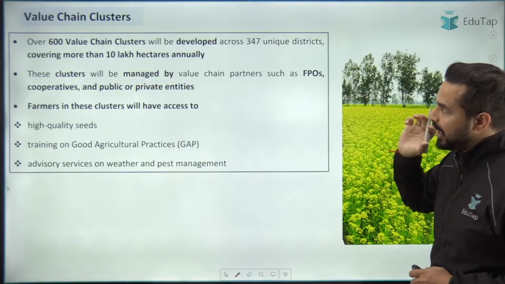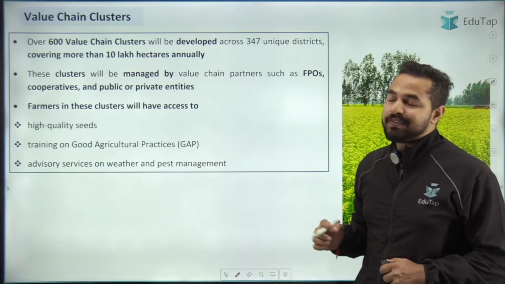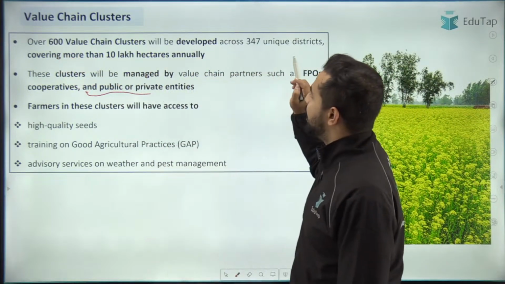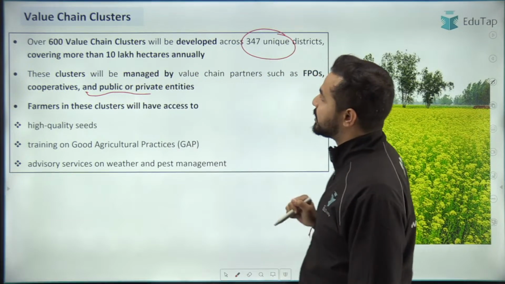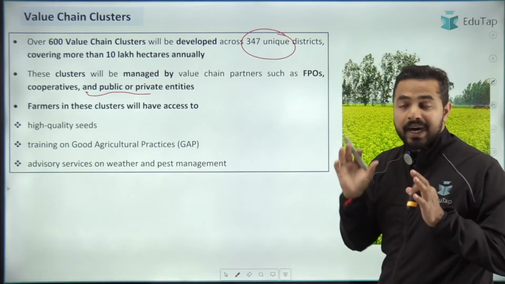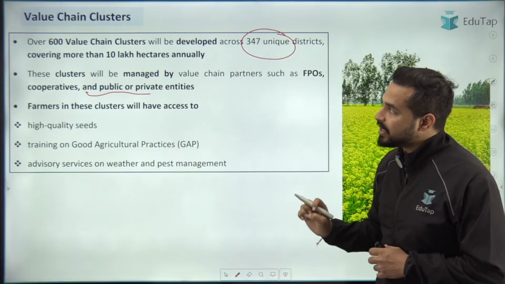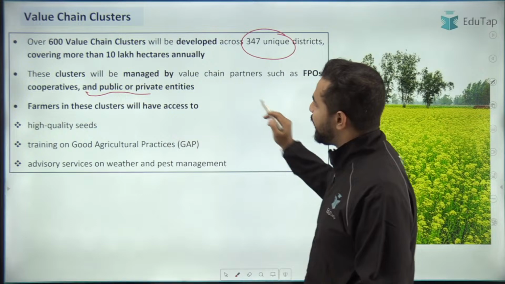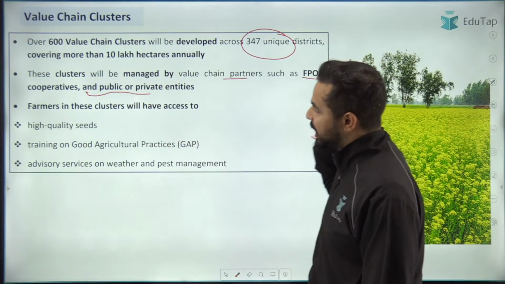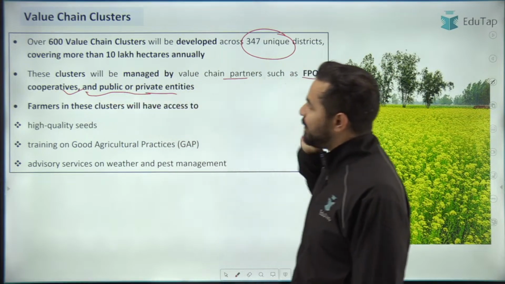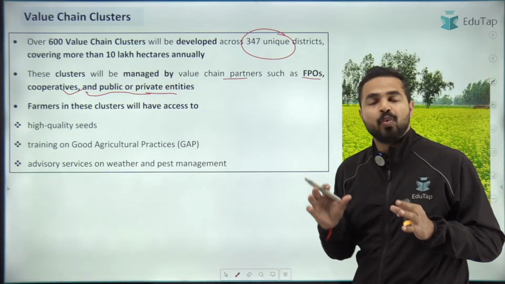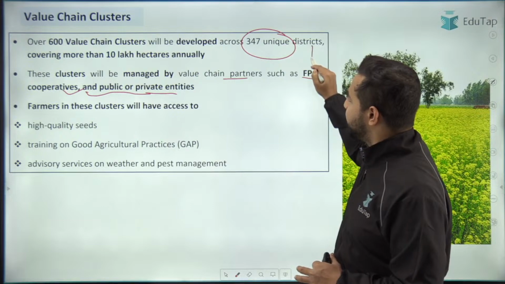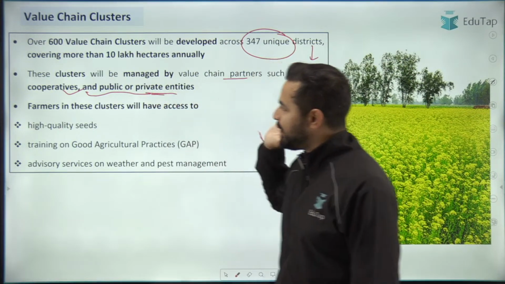Apart from this part, let me tell you that value chain clusters will also be set up. So overall, over 600 value chain clusters will be developed across 347 unique districts. Here you can see that 10 lakh hectares will be covered annually through these 600 value chain clusters, and these clusters will be managed by chain partners such as farmer producing organizations, cooperatives, public and private entities. So who will manage these value chain clusters? That will be done by FPOs, cooperatives, public and private entities.